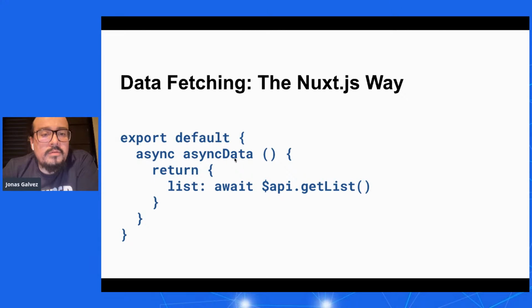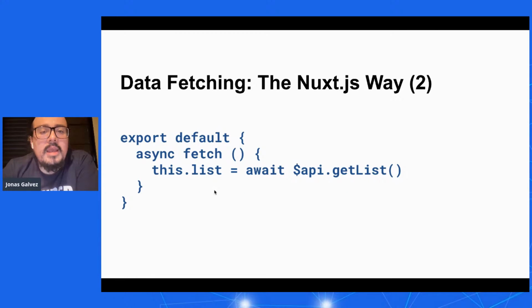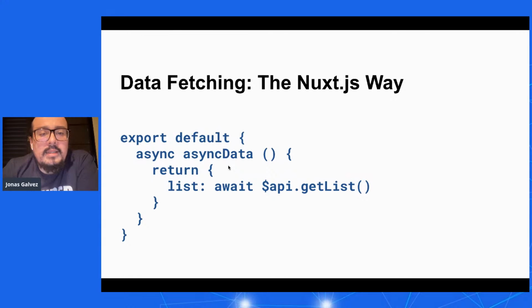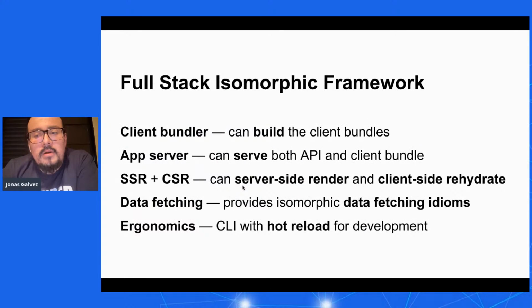async data will run on the server, and this call will happen on the server, and the client won't have to run it again. The client will get the data, and the client will do the hydration of the data. But if you keep navigating through your app client side and you get to another component client side and it needs data, async data will also work on the client. So this is effectively an isomorphic data fetching idiom. So this is what I'm talking about here.